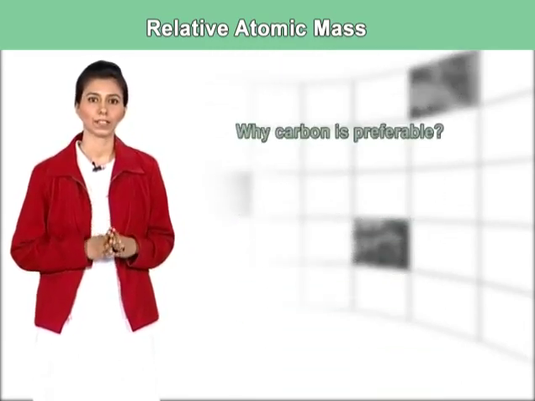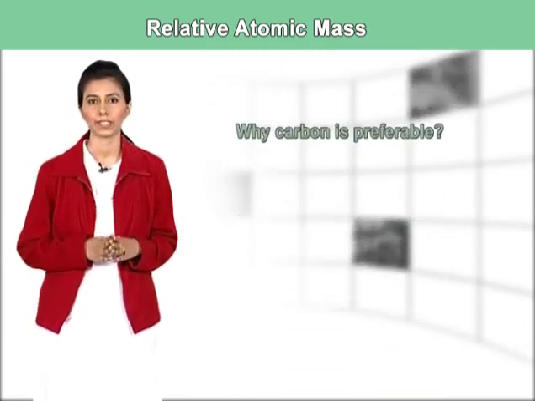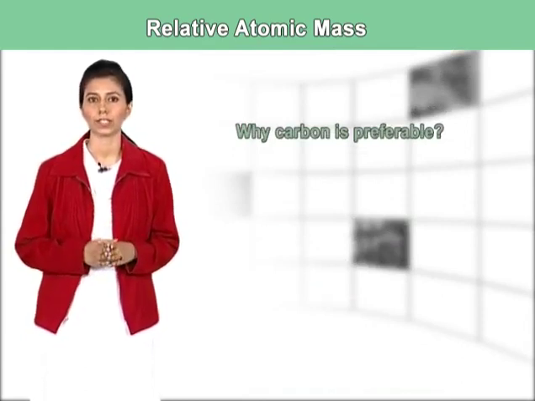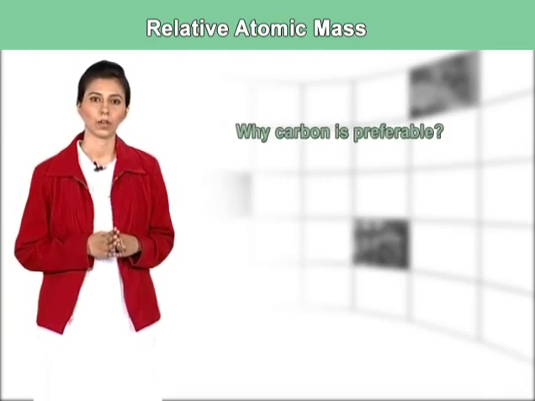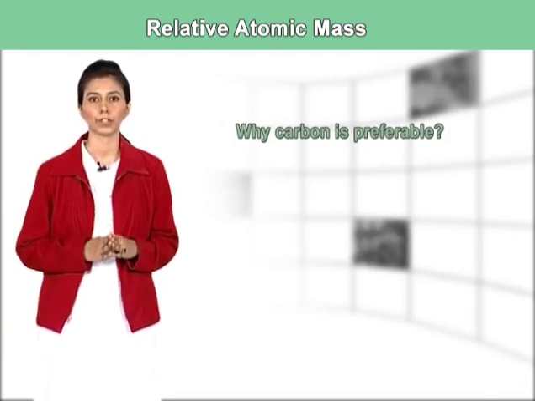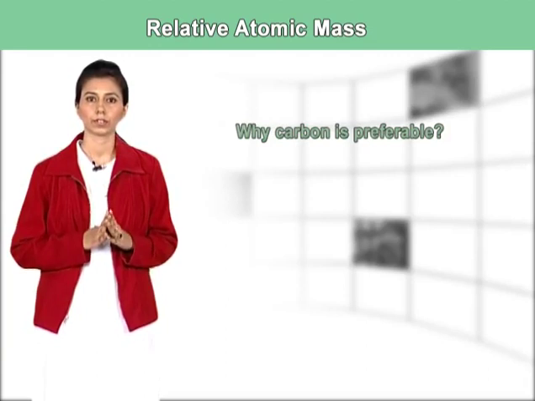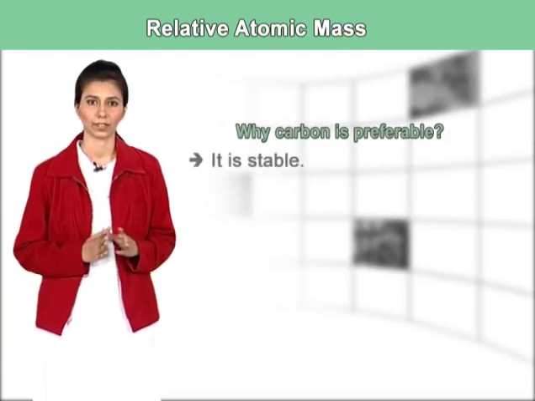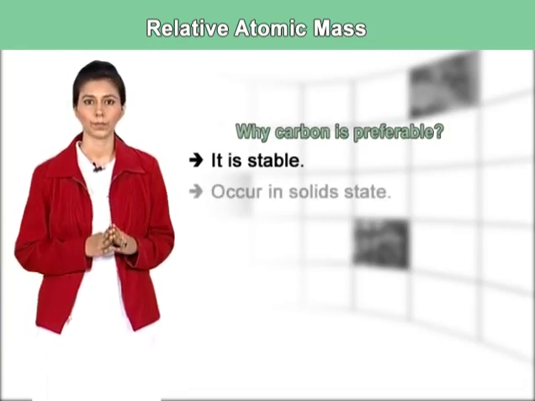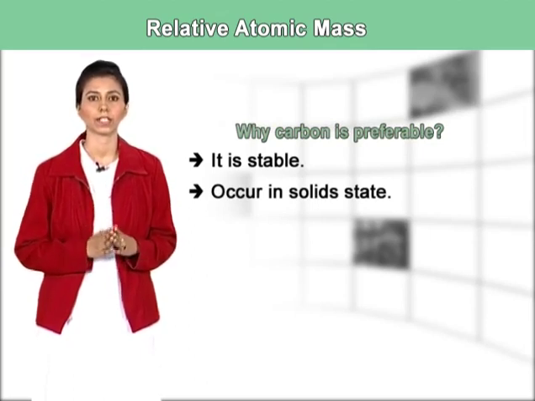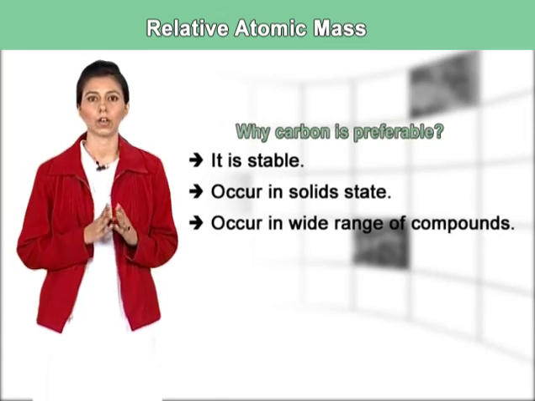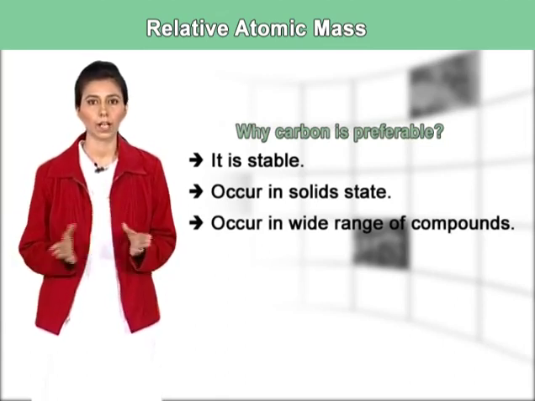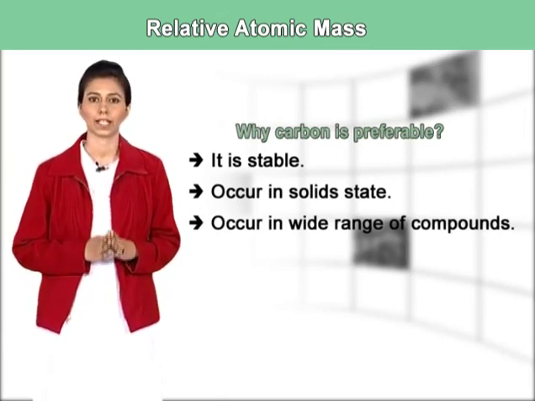Someone may ask, why carbon-12? Previously, we were using hydrogen and oxygen-16 as standards. But now, the International Union of Pure and Applied Chemistry uses carbon-12 as the standard because carbon is stable and it exists in solid state. That makes it easier to handle, and it is a part of many organic and inorganic compounds, which favors the relative approach.